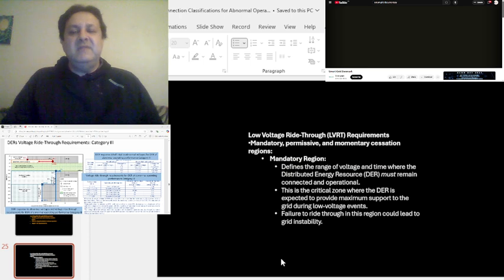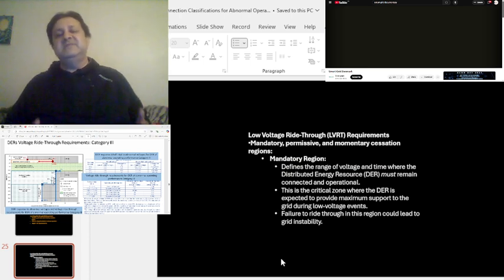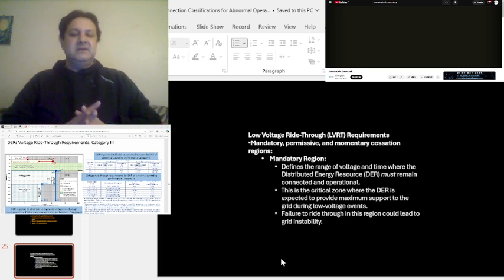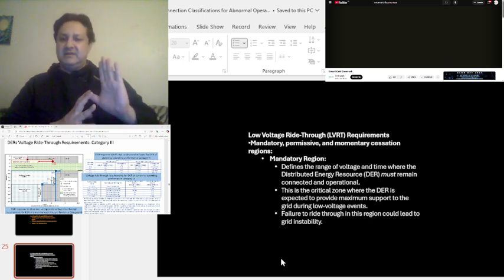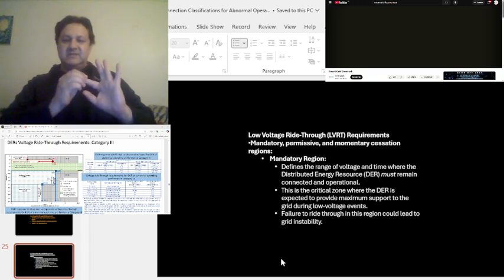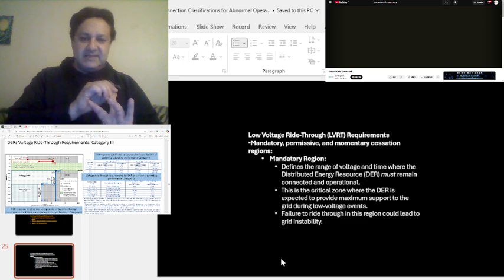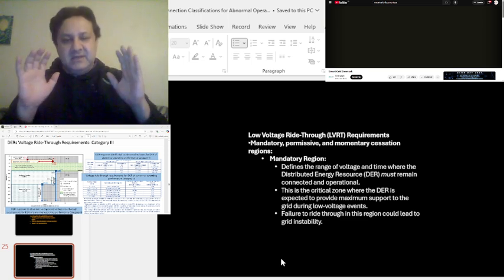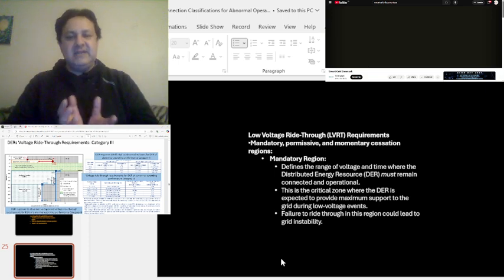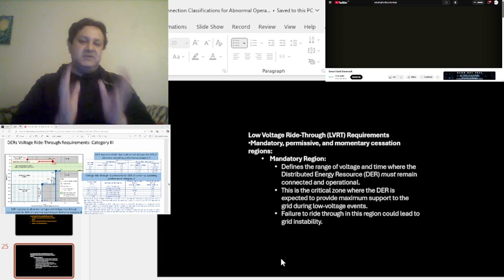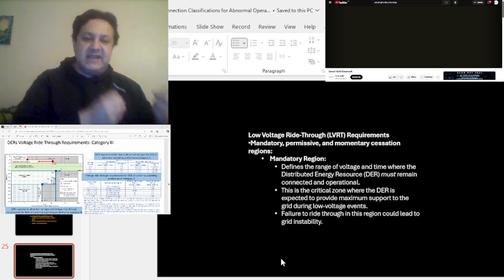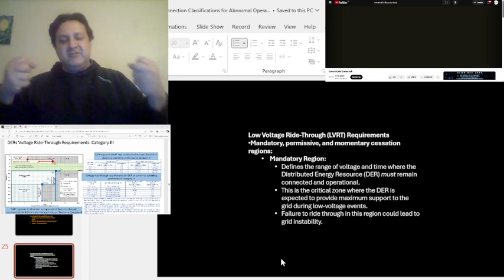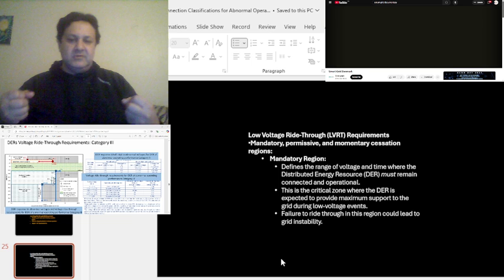So for LVRT: mandatory, permissive, and number three is momentary cessation. So what is the mandatory region? That defines the range of voltage and time, as I said before, where the distributed energy resources must remain connected. So let's say between V1 and V2, it should be connected from time T1 to T2.